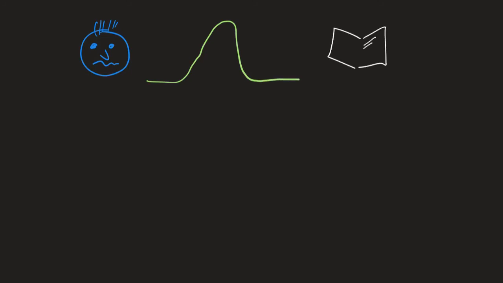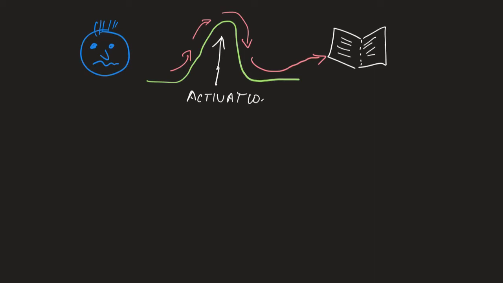In order to understand the concept of activation energy and the role of an enzyme to reduce the activation energy to start a chemical reaction, let's take a look at the analogy of this guy here that needs to study. There is a huge barrier of procrastination that exists before he starts to study. So we'll call that the activation energy, the energy needed to get him started.